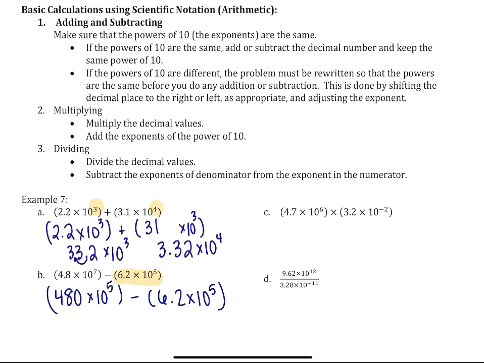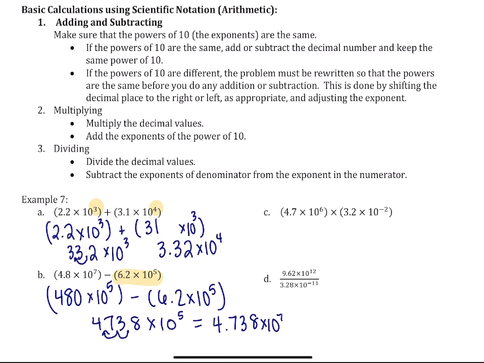At this point, I can subtract. So to subtract 480 minus 6.2, I'm left with 473.8 times 10 to the 5. Now, we do need to turn this into scientific notation, so that's going to take moving the decimal 2 places to the left, making this 7.38 times 10 to the 7.